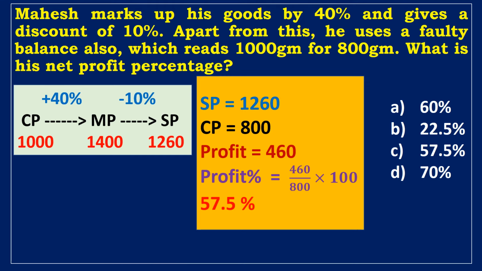However, the shopkeeper reads 1000 grams for 800 grams. Then the new CP is 800. Then, the profit is equal to 460. We may determine the percentage of profit using the profit percentage formula, which is 460 by 800 into 100. The fraction becomes 57.5%. Fourth example.